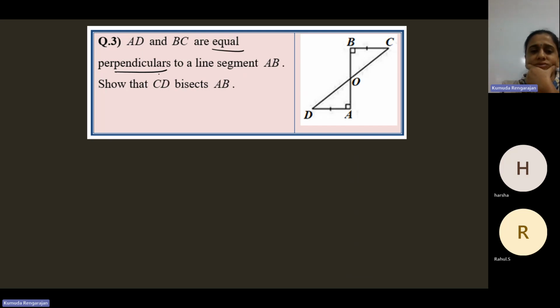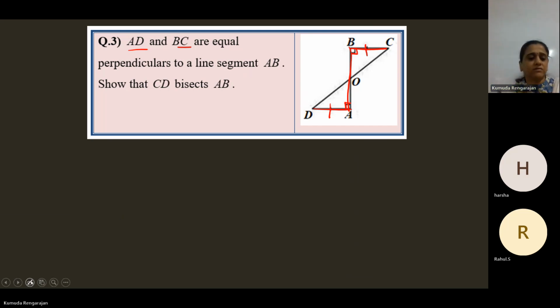Equal perpendiculars means they're equal. Now see here, the line segment is AB. CB and AD are equal perpendiculars. Perpendiculars means they make 90 degrees, and equal meaning they're equal. So AD and BC are equal perpendiculars to the line segment AB.